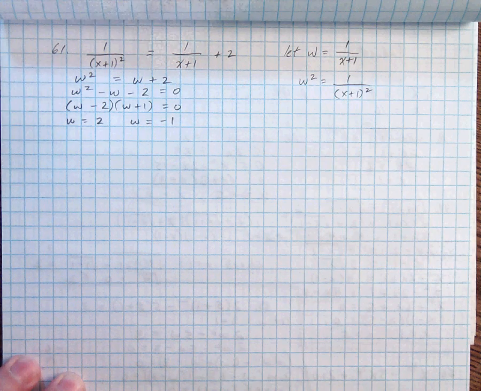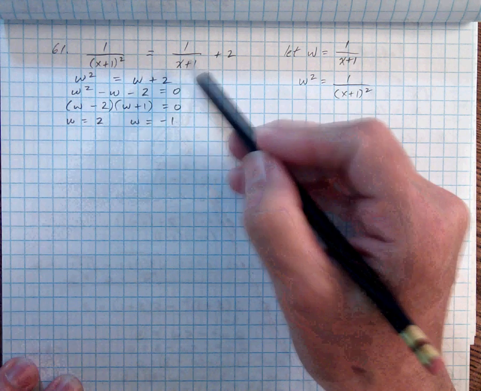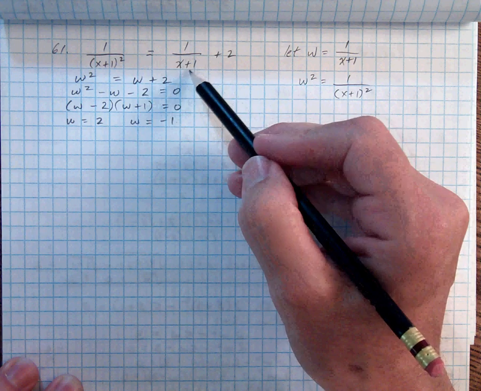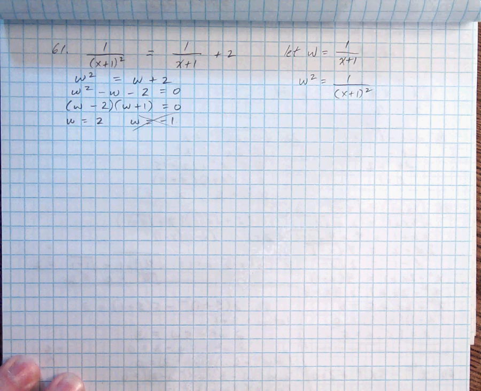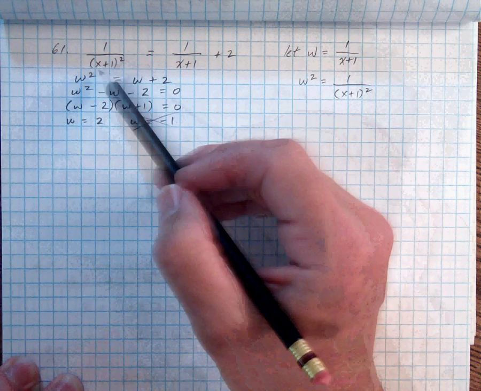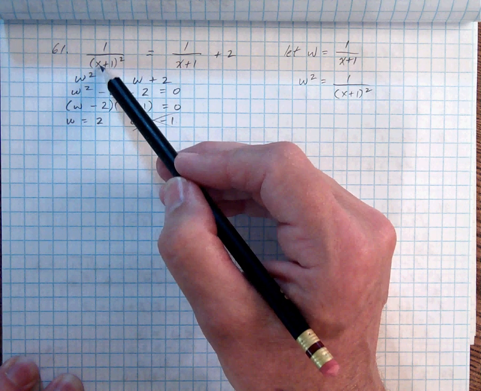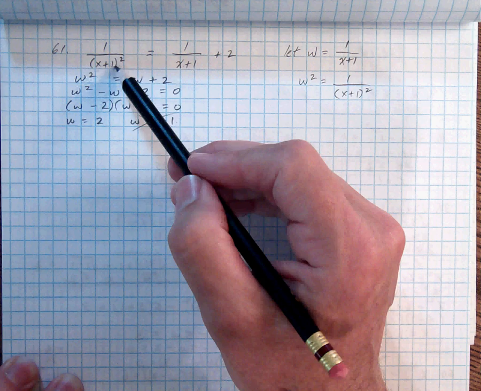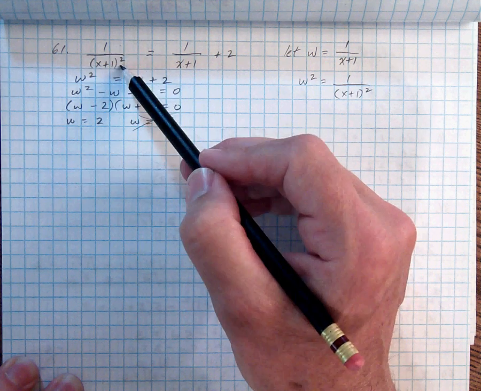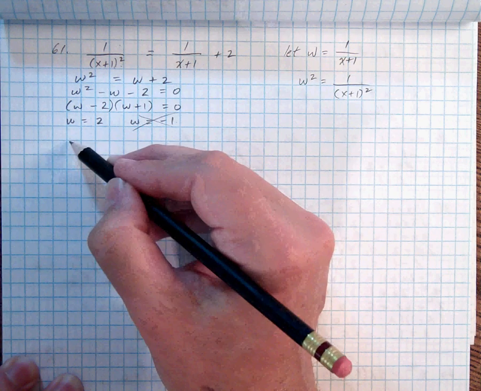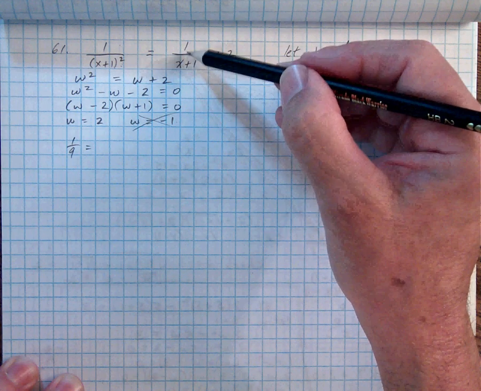However, negative 1 can't work. As you can see right here, if you put a negative 1 into the original, you're going to get 0 on the bottom, and that's a no-no. So that's obviously an extraneous solution. However, 2 probably works. So if I put 2 in there, this is going to be 2 plus 1 is 3. 3 squared is 9, so that's 1/9, right?